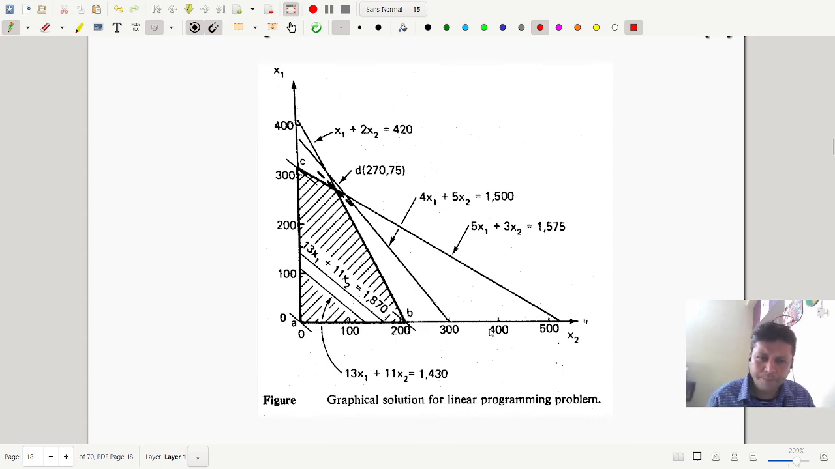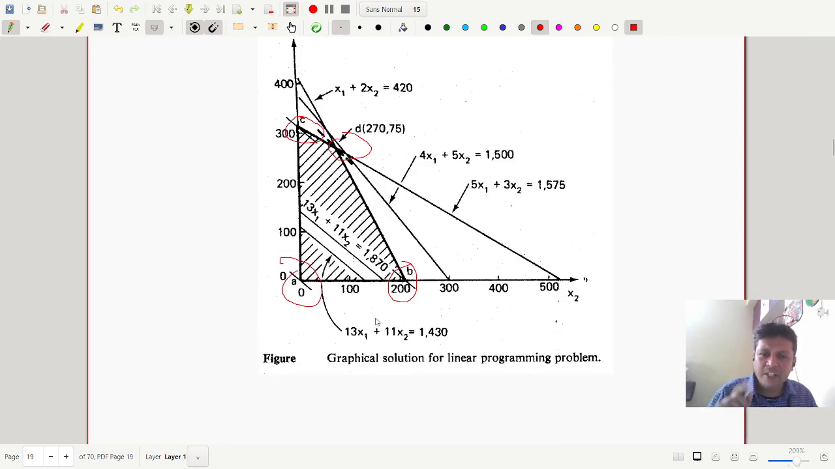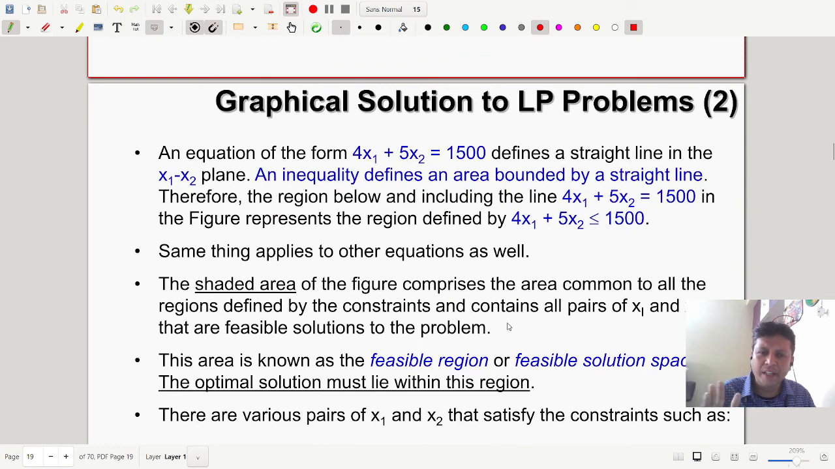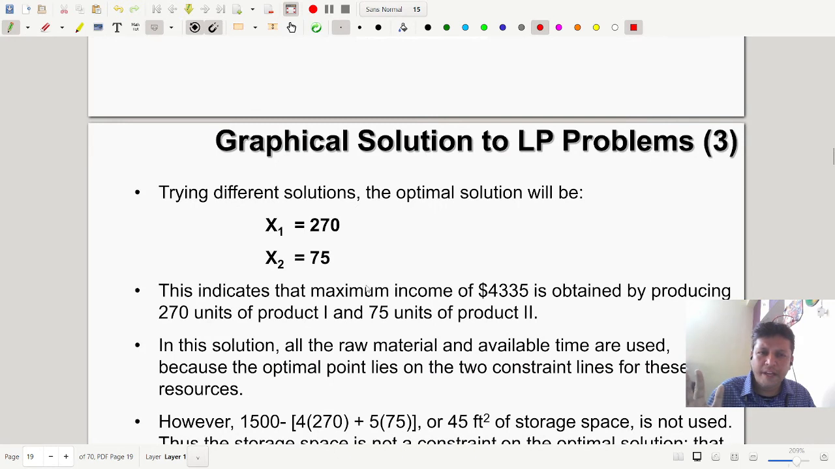And after solving, you will get these corner points. You check that you have 4 corner points. These corner points can be substituted in the objective function, and you will get the value of the objective function, just like you get the value of the objective function at this point, with x1 equal to 270 and x2 equal to 75. One of the corner points will give you the optimal solution. In that way, you will get the solution graphically.